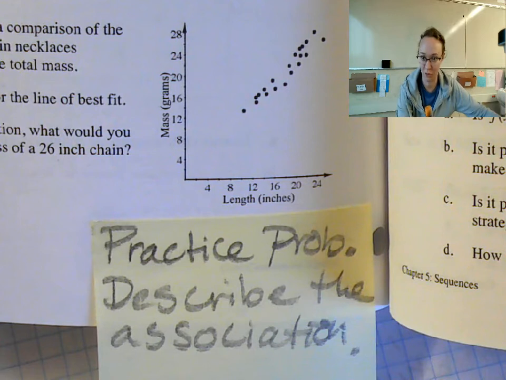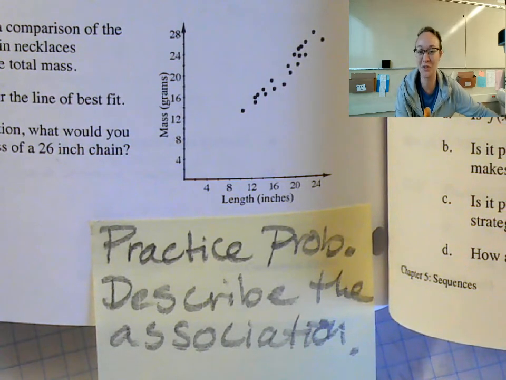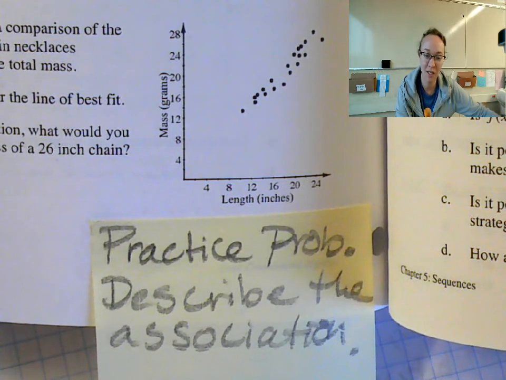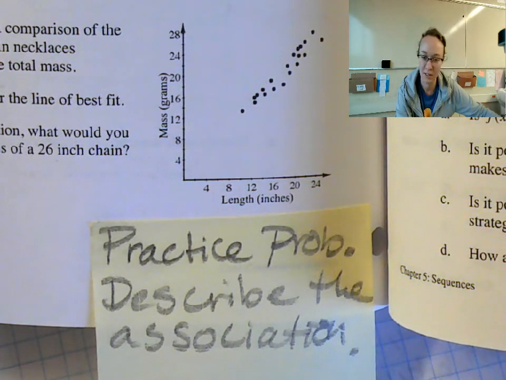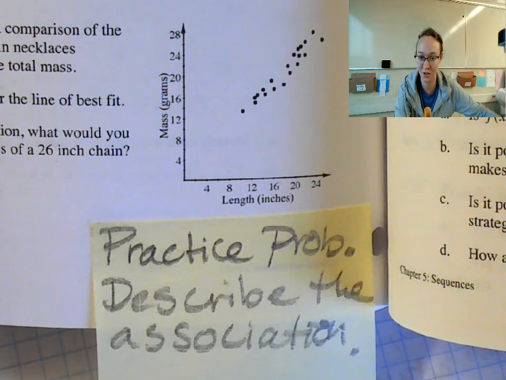Okay, and here's your practice problem. We're doing the same thing. I just want you to describe the association between the length and mass of, this is supposed to be a gold chain necklace. Describe the association. It should involve at least 1 or 2 sentences. Type that in as your answer to the practice problem, please.